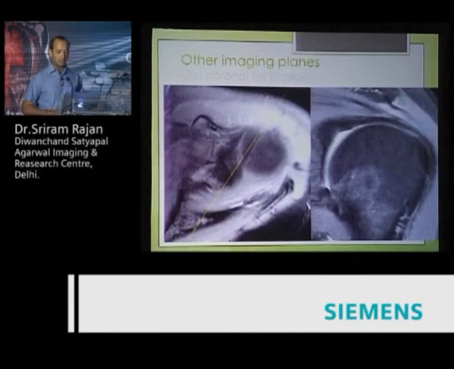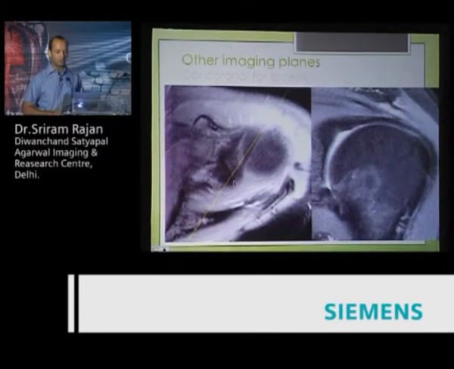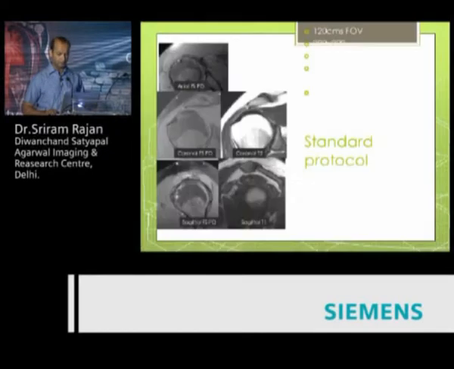And similarly, if you have a query regarding the biceps or after doing the protocol, you want to evaluate the biceps in one go, you need to go to the topmost section and start from the biceps labral insertion and take an oblique. And in such a situation, you will get the entire biceps tendon in one plane. This also shows the biceps labral anchor very well.